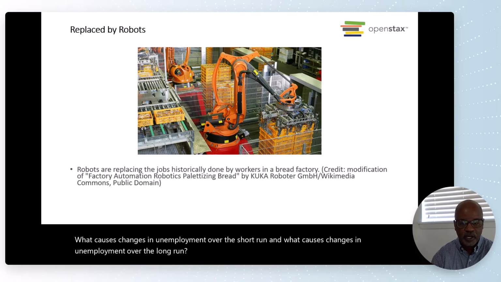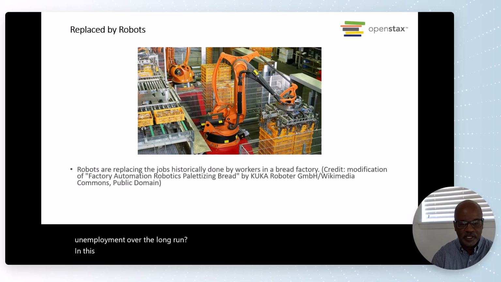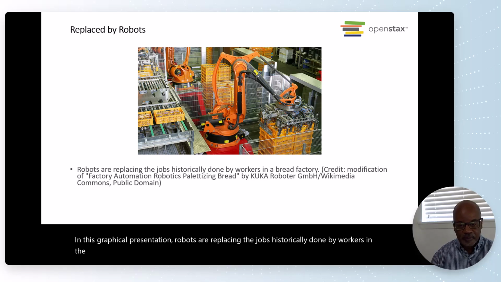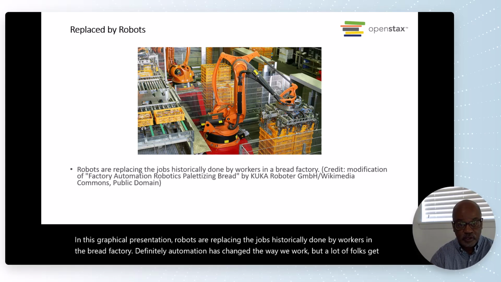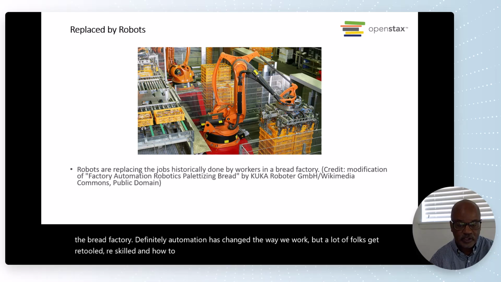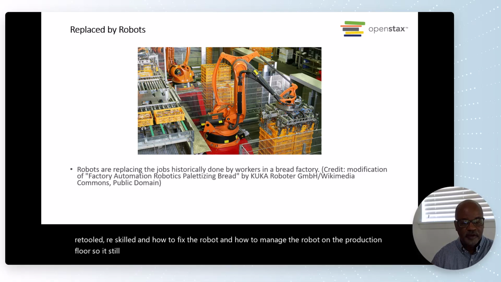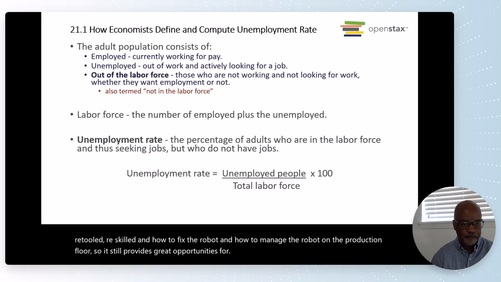In this graphical presentation, robots are replacing the jobs historically done by workers in the bread factory. Definitely, automation has changed the way we work, but a lot of folks get retooled, reskilled in how to fix the robot and how to manage the robot on the production floor. So it still provides great opportunities for individuals in the workforce.